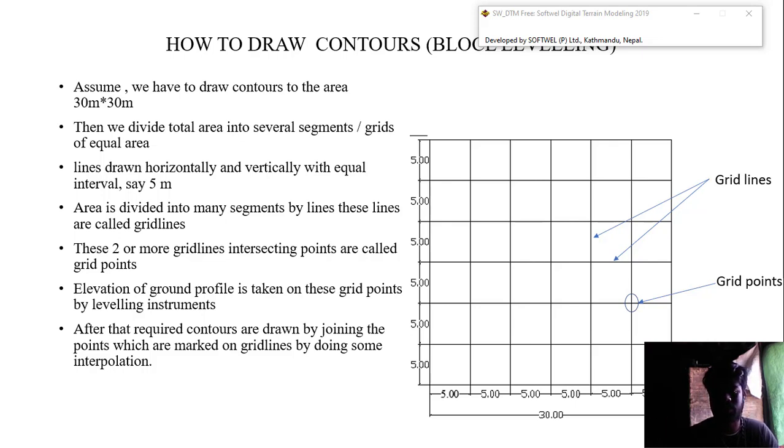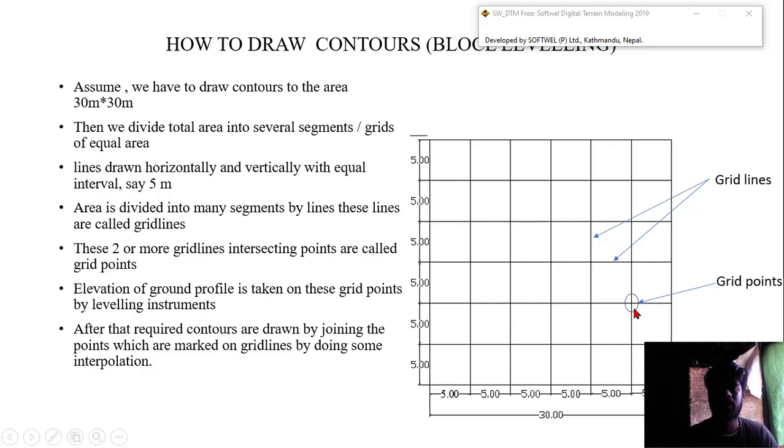Here we are dividing with an interval of 5 meters. In every 5 meters we are drawing vertical and horizontal lines on the ground. Just assume this is the ground. These lines are called grid lines, and the point where the grid lines meet is called a grid point.